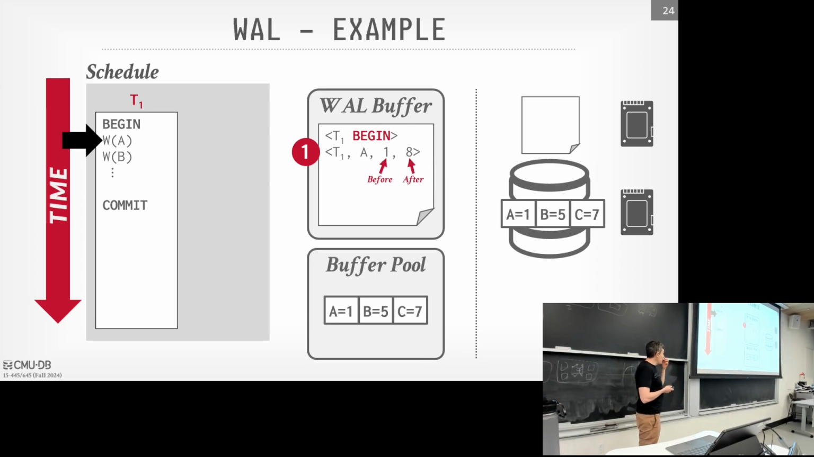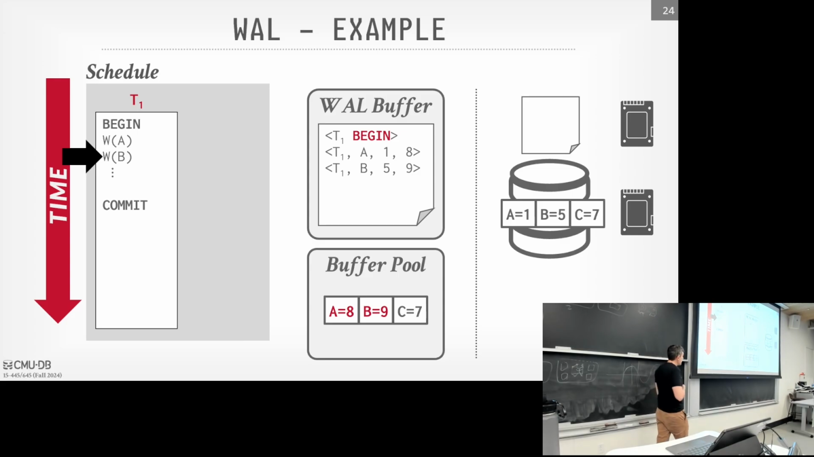Then it does a write on A. The very first thing we're going to do before we modify the page is put a log entry in with T1, the transaction ID, the object we modified, and then the before and after value. Then we go ahead and modify the page. Because we actually want to record in the page, we'll see this next class, the log sequence number of the change that we're making. So we need to put the entry in the log buffer first, before we make the change.